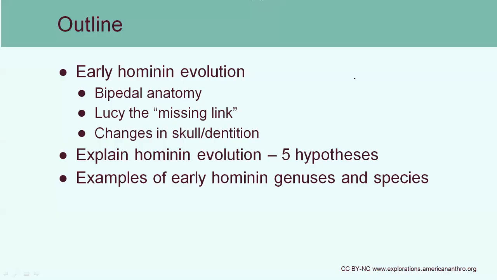Our topics for today include early hominin evolution, explaining what the bipedal anatomy requirements are, who Lucy was, as she's basically the missing link in our fossil history, looking at changes in skull and dentition of hominins, then using 5 different hypotheses to explain why hominin evolution occurred, and finally looking at some examples of specific early hominin genera and species.